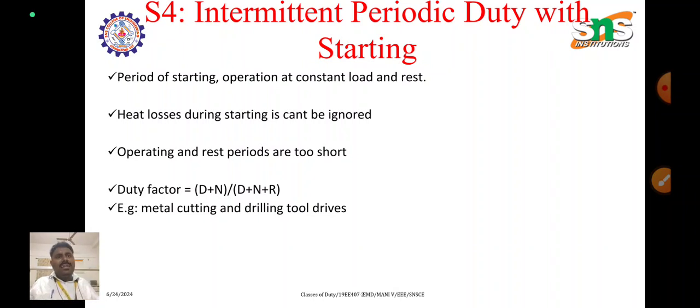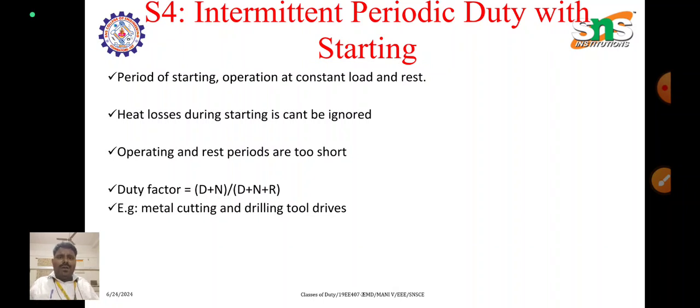So what is intermittent periodic duty? Operating, rest. It will be continuously, simultaneously coming. Only operating and rest is there. But what about the starting? Here the starting is included in this duty.